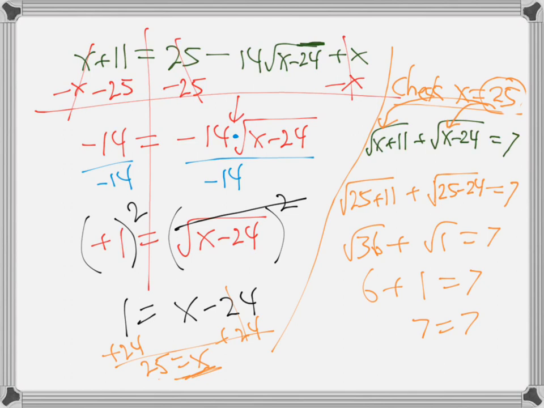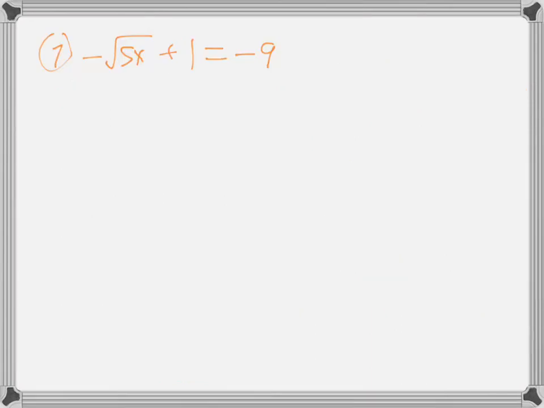We got 20 minutes. I want to do as many as I can. We good on that one? Oh my God. Double rooter. So that's probably the hardest one right there. Number 7. So what's the game plan when we see a root? Get it alone. Get it alone and 2 power with parentheses, both sides.